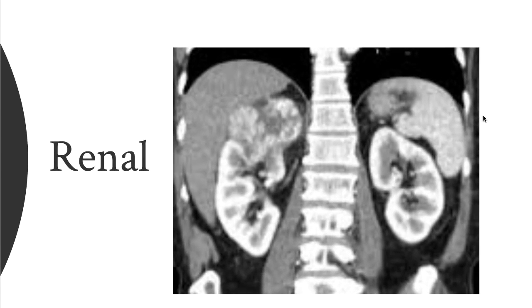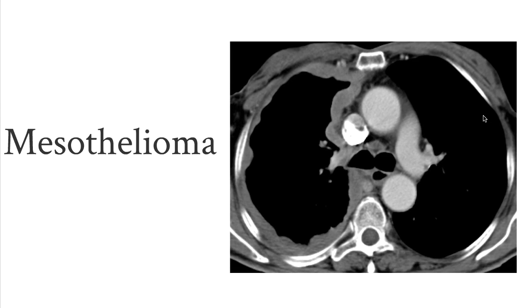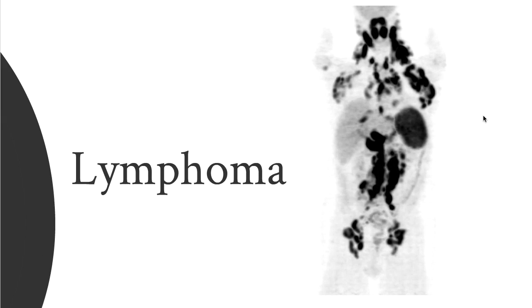Other ones that are pretty common that we'll show examples of is renal. Here we see a nasty renal cell cancer. Mesothelioma based on proximity. So mesothelioma is not a common tumor, but it very commonly can metastasize into adjacent structures. And here's an example of that where we see the circumferential rim here. And then lymphoma. So here's a PET showing very avid uptake of basically every lymph node in the patient. And we also see uptake in the spleen. So this was a non-Hodgkin lymphoma.